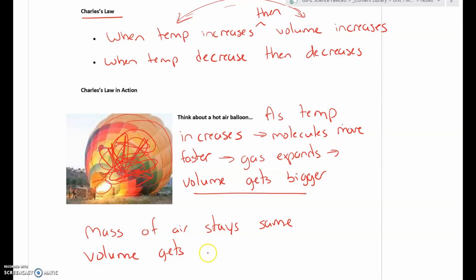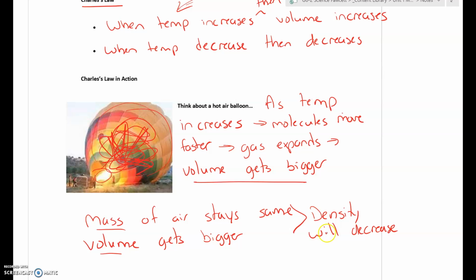So now this should start to look familiar. If mass is staying the same and volume gets bigger, then that will be influencing something that we've talked about before, density, because density is a relationship between mass and volume. So if mass stays the same and volume gets bigger, then that means that density will decrease. And we know that density is really what determines whether something will sink or float. If it's less dense, it will float, and if it's more dense than the object or fluid around it, it will sink.